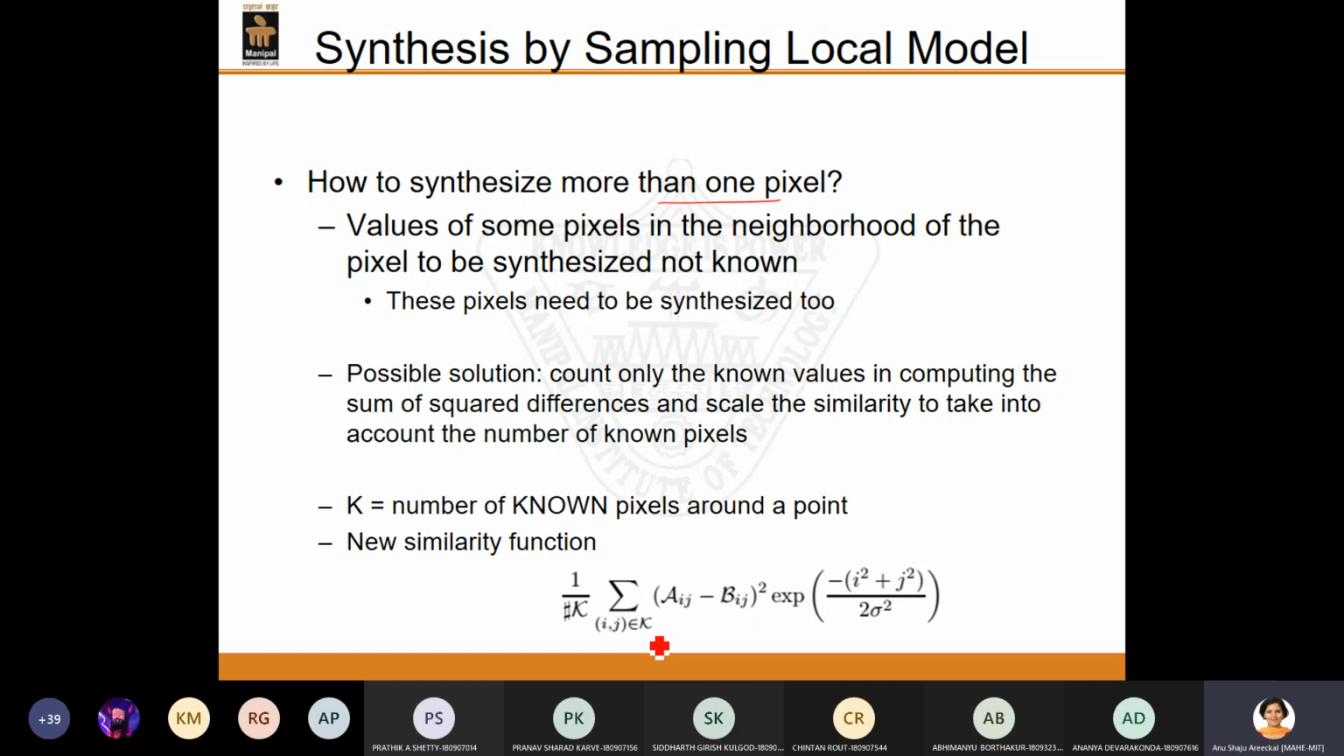So here, when we are synthesizing for more than one pixel, all those new pixels that have to be synthesized would be discarded, and only the remaining ones would be averaged over, and it is normalized. You can also take a weighted averaging for the similarity function. So the similarity measure that is used is modified.